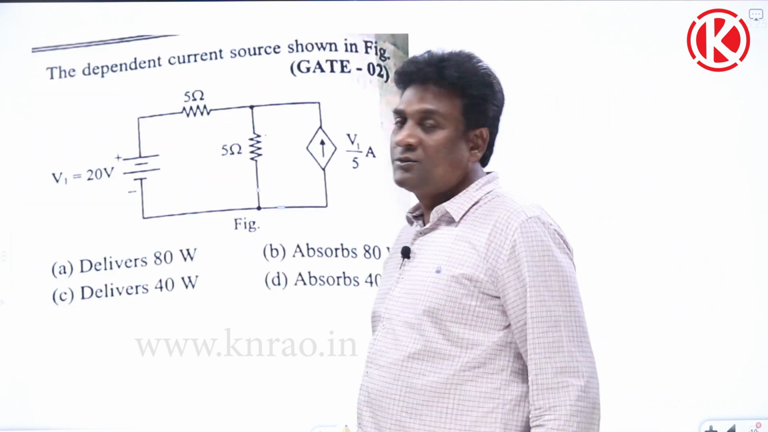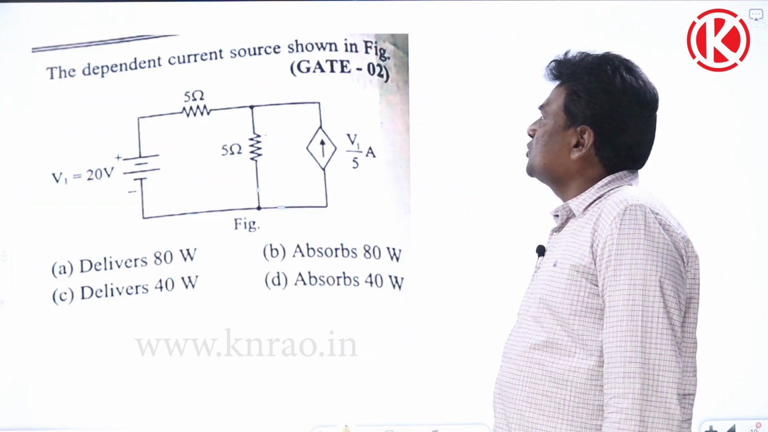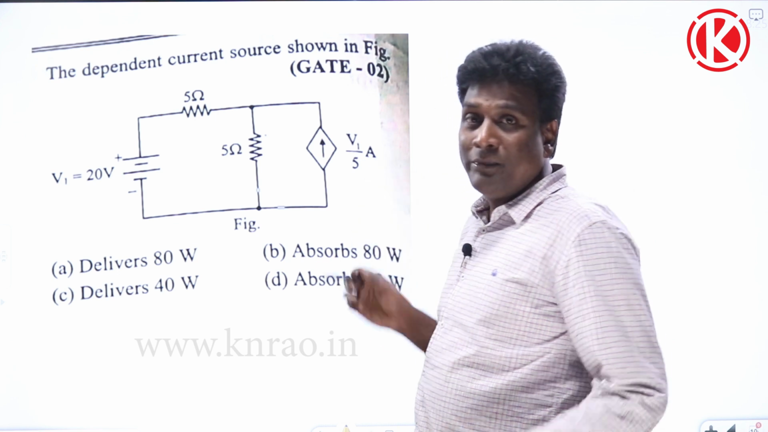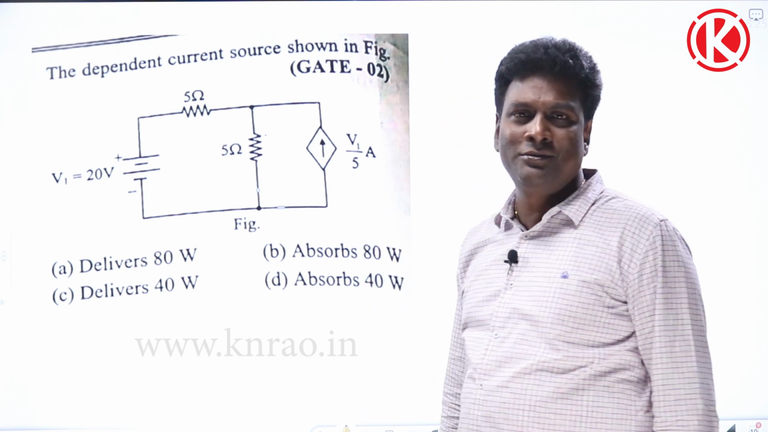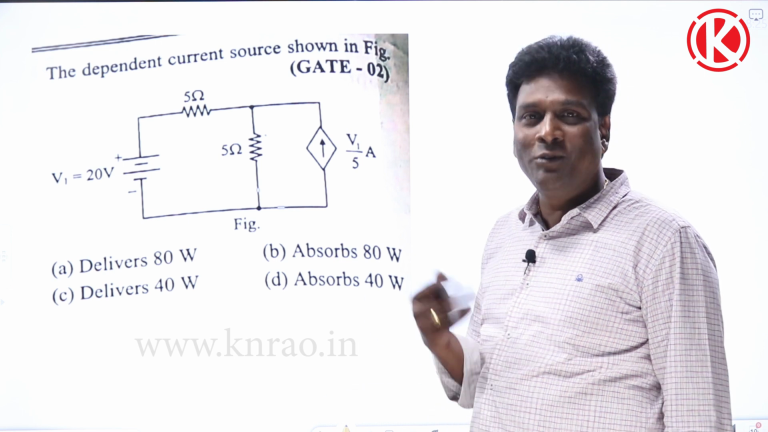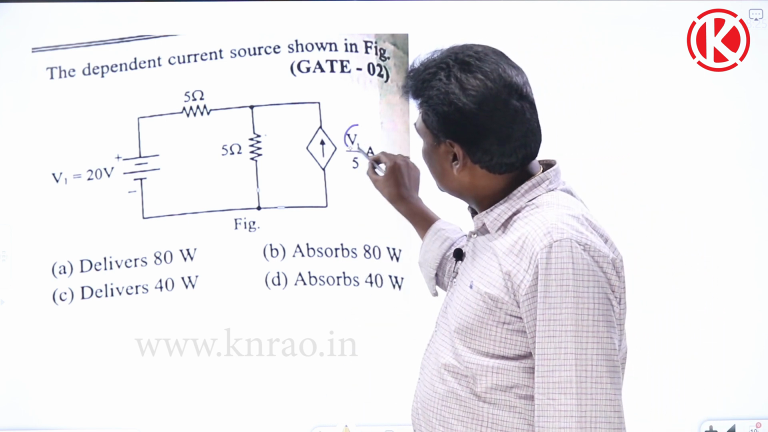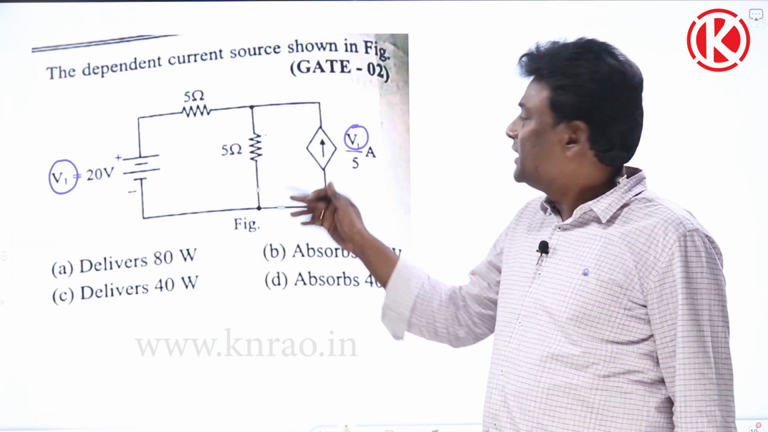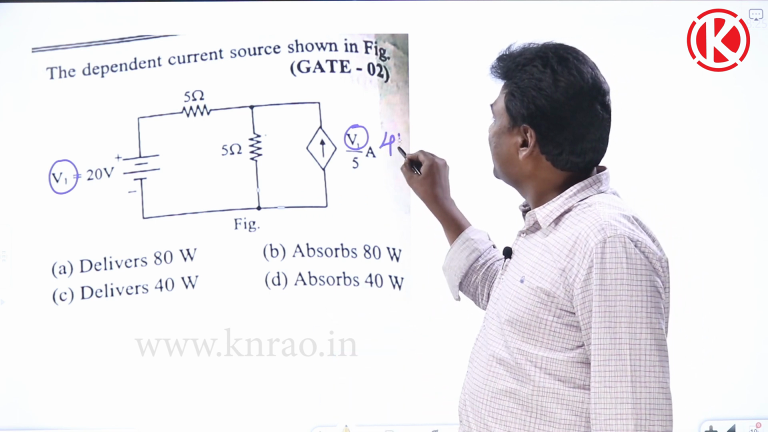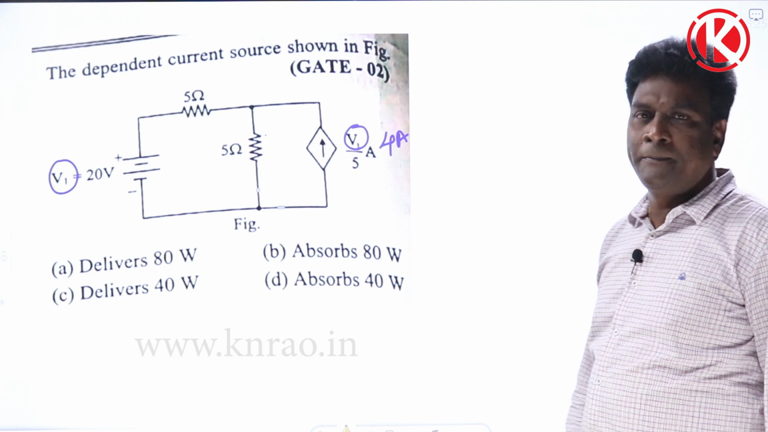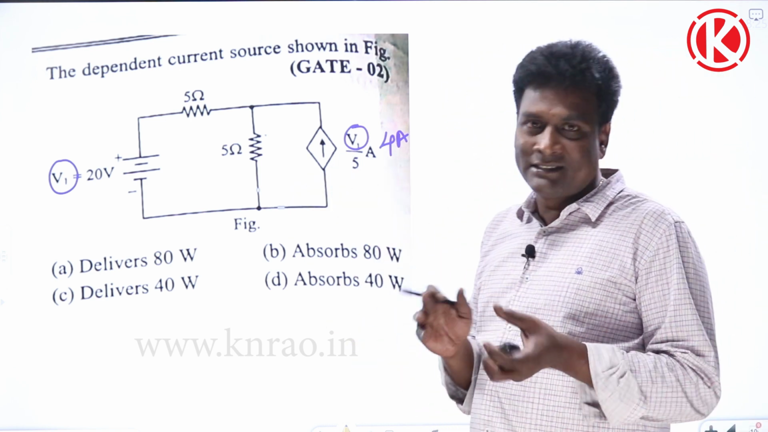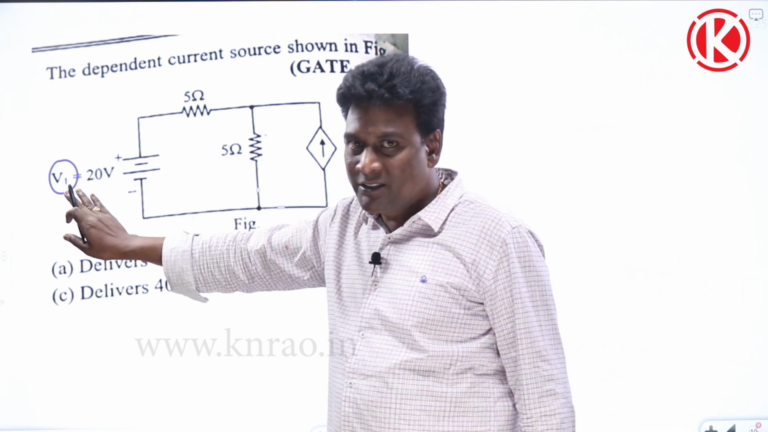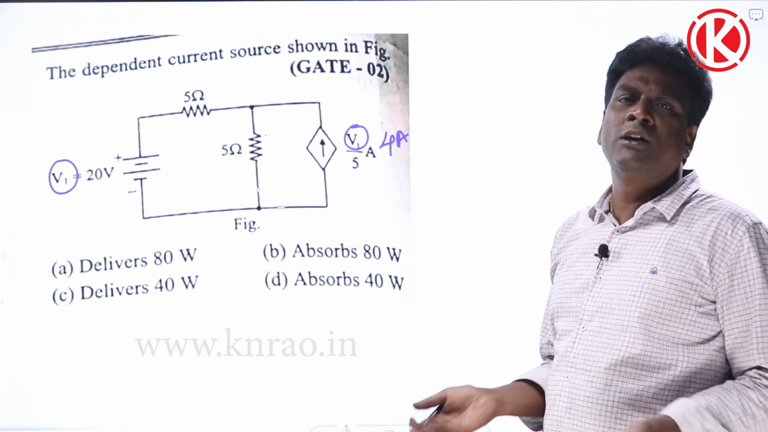Okay, now let us see this problem. The dependent source shown in figure delivers absorbs. See, they are saying V1 by 5, but frankly, is it a dependent source? No, it is actually working like an independent source because this V1 is V1. So the moment V1 is going to be constant, directly 20 volts, V1 by 5 also is going to be 4 amperes directly. I need not actually apply KCL, KVL, some kind of stuff in order to know how much current is being shared by this. Directly 20 volts, which is going to fix, you cannot change. So 20 divided by 5, 4 amperes, you are not going to change.